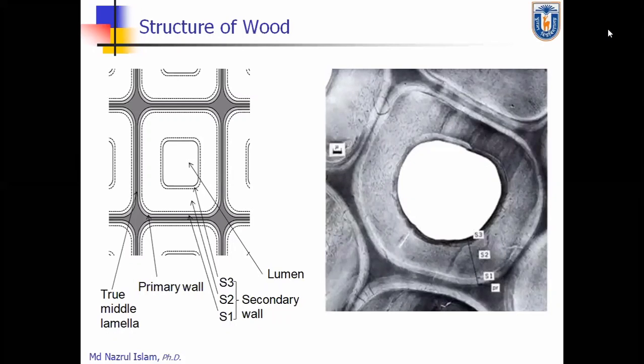So you cannot separate that middle lamella from the primary wall. In that case we will say that is the combined middle lamella. So middle lamella combines with the primary wall, we will say combined middle lamella. But if you can identify that middle lamella, okay, this is middle lamella, this is the primary wall, in that case we will say that is the true middle lamella. So what about the layers? True middle lamella, primary wall, then secondary. Secondary S1, S2, and S3. And the inner part, that is the lumen.